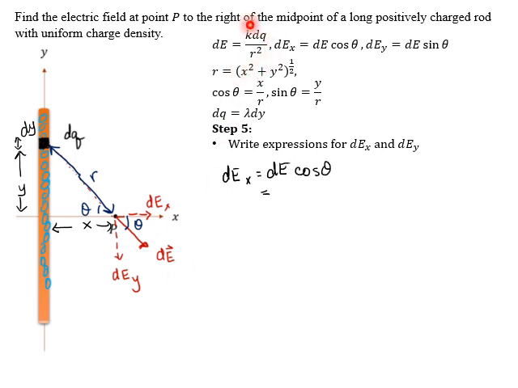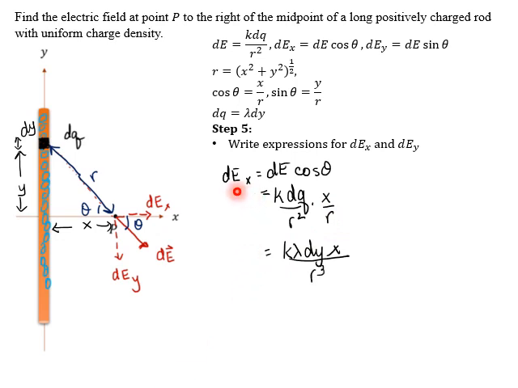dE is equal to k times dq over r squared. Cosine theta is x divided by r. In the next line, we'll put in that dq is equal to lambda, the charge density, times dy. That's times x in the numerator. In the denominator, we've got r squared times r. That gives us r cubed.